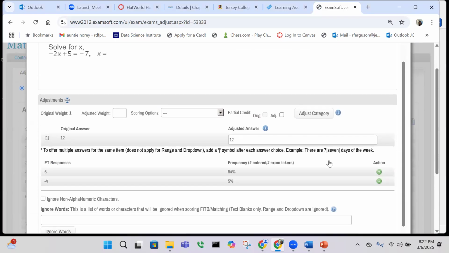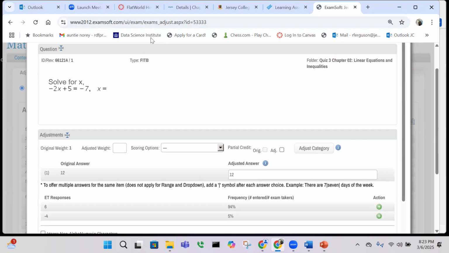Oh, the answer is 6. I'm sorry, I'm looking at the right answer. The answer is 6. You're not wrong. You're all correct. I'll make that adjustment again. So 12 is wrong. Let's work it out to make sure. Yeah, because I plugged it in and that definitely was right. You checked your answer.